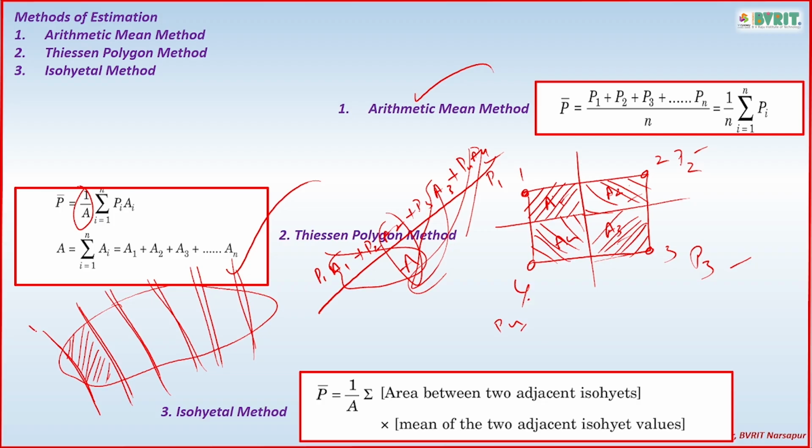For example, this represents a rainfall value of 10 and this represents a rainfall value of 12. And for example, this is A1. So this A1 into (10 plus 12) by 2 basically. So how much is it? A1 into 11. Like that, for each one you do it, divided by the total area. Area between two adjacent isohyets into the mean of the two adjacent isohyet values, divided by the total area. So this is the third method.